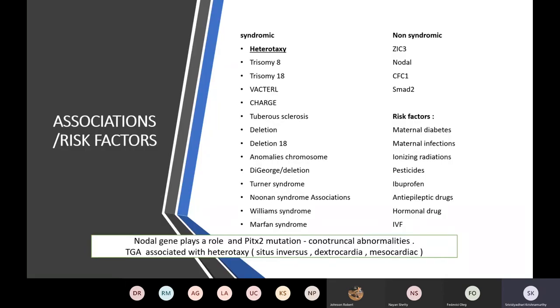TGA is rarely associated with any genetic syndrome, like Down syndrome being most commonly associated with AV canal defects, and tetralogy of Fallot being associated with DiGeorge. Unlike those, TGA is not associated, but there's one condition that is associated with TGA, which is called heterotaxy. This is where the other organs in the body do not rotate and exhibit the normal left and right asymmetry which all mammals exhibit. Heterotaxy syndrome is associated with situs inversus, dextrocardia, and mesocardia.